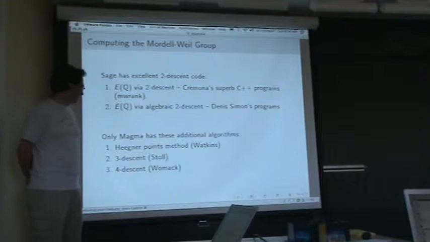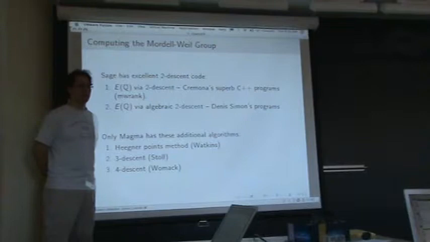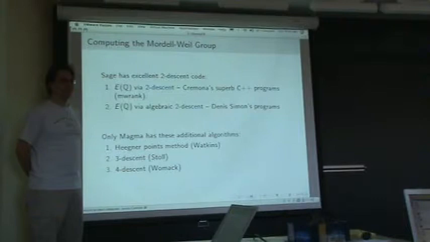So basically, in Magma, things like higher descent have been pushed vastly farther forward than in the free world. My understanding is once you have, say, 2 and 3 descent, 6 descent is rather easy to do. It was just a theoretical problem more than an implementation problem.